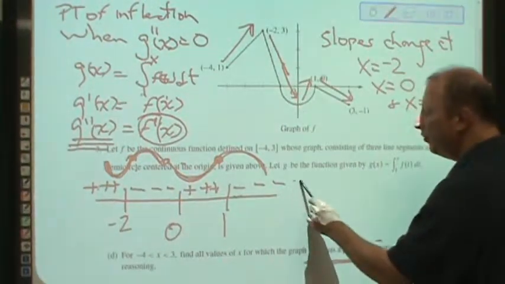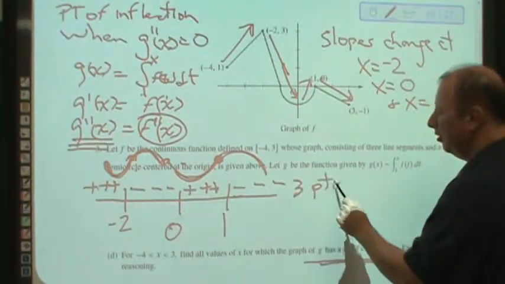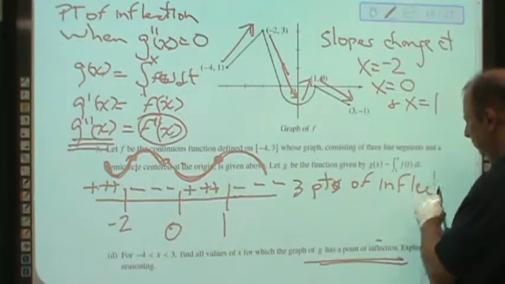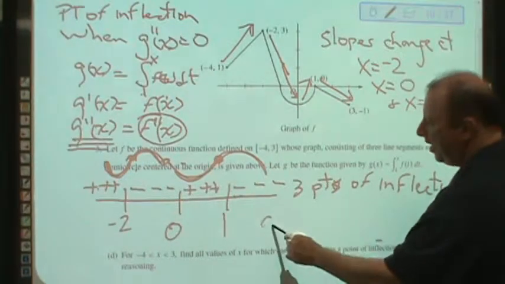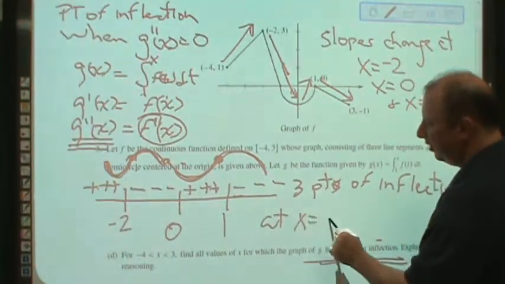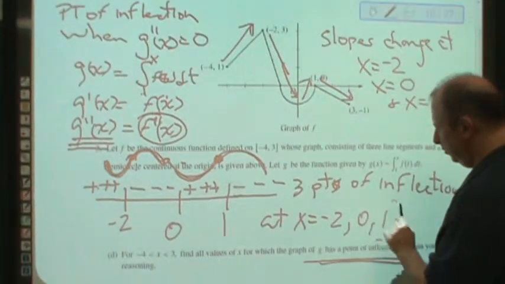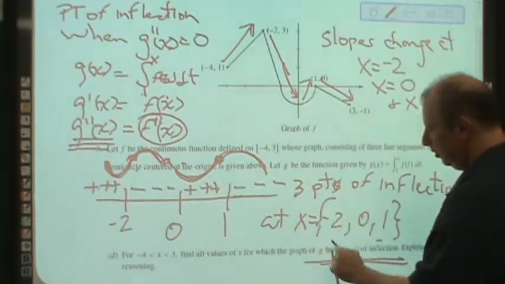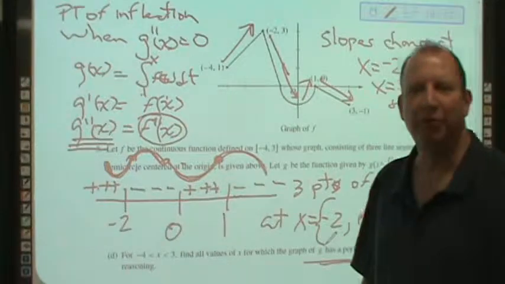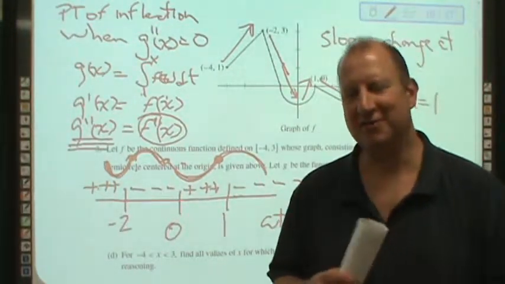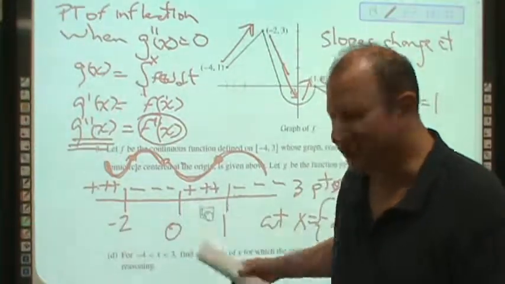So we have 3 points of inflection at x equals -2, 0, and 1. And that should be all the points. The official version of the answers did not come out yet, so I have no idea, but this is the way I worked it out.